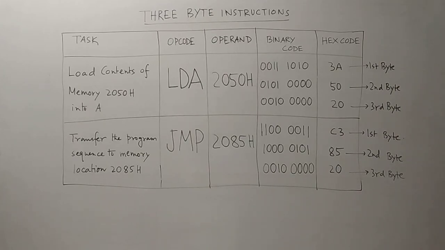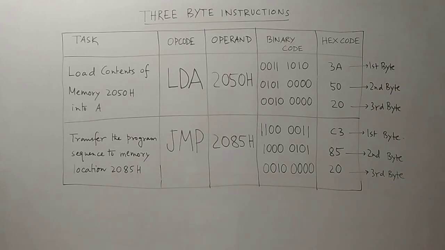So 11000011 will be the first binary code, 00100000 will be the second binary code, and 10000101 will be the third binary code. So the corresponding hex codes are C3, 20, 85. Similarly, C3 will be our first byte, 20 will be our second byte and 85 will be our third byte. So these instructions would require 3 memory locations each to store the binary codes.